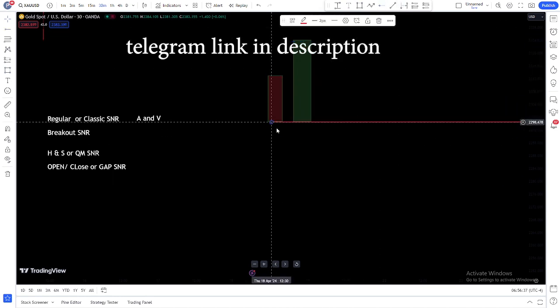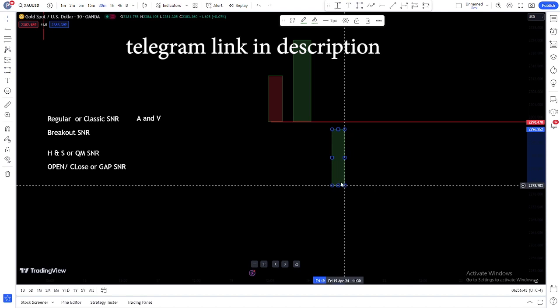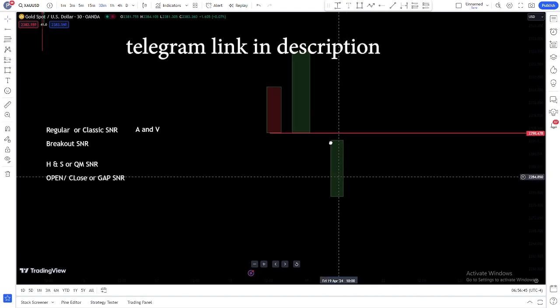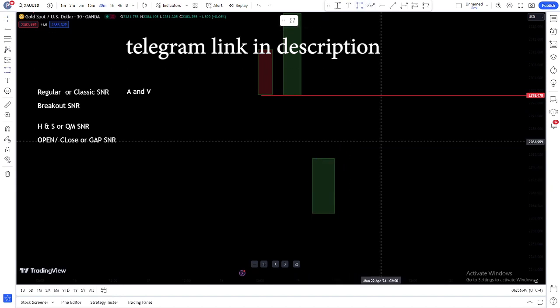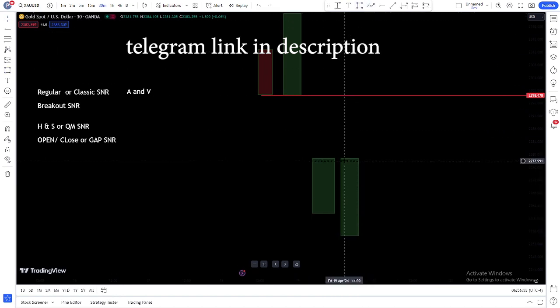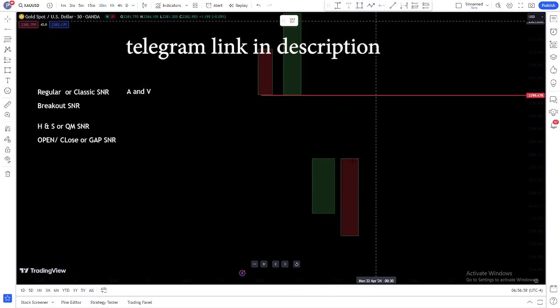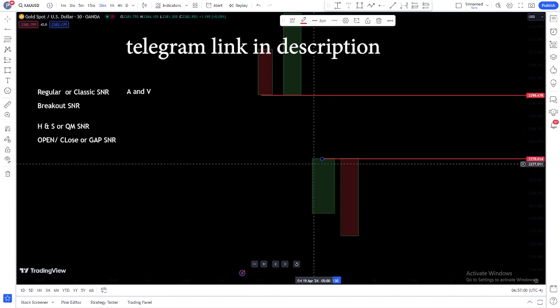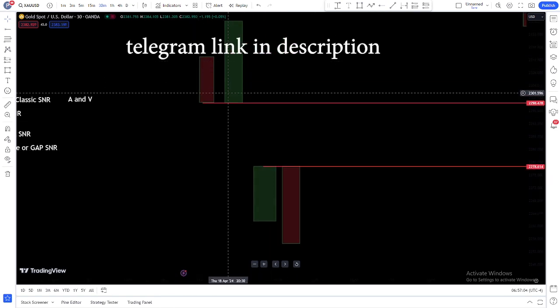And if we have a green candle here, and a green candle here, we are going to have a red candle here. So we are going to have this kind of A shape. So how are we going to call it an A shape and V shape? This is the A shape and V shape. Also, we are going to call it a regular or the classic SNR.